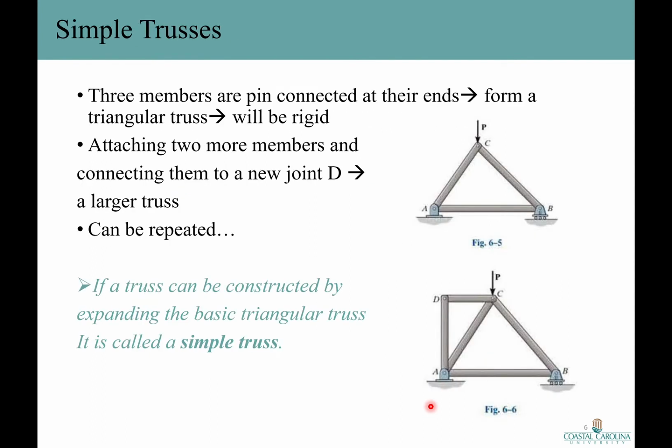Okay, let's know more about a simple truss. What is a simple truss? If three members are pin connected at their ends, they form a triangular truss that will be rigid, as you can see in figure 6.5. If we attach two more members and connect them at a new joint called D, it forms a larger truss that you can see in figure 6.6. This procedure can be repeated as many times as we want to form even larger trusses. If a truss can be constructed by expanding the basic triangular truss, it is called a simple truss.